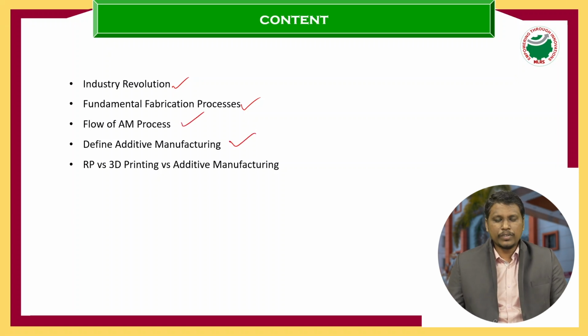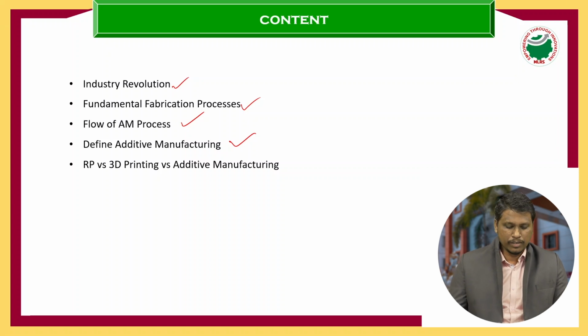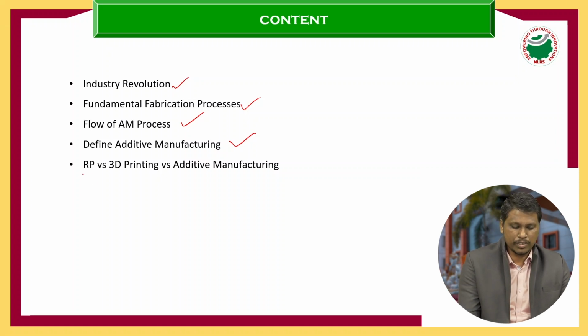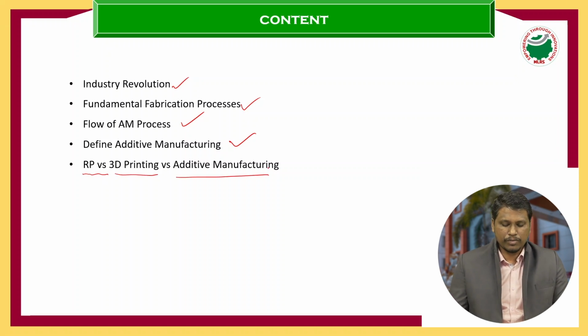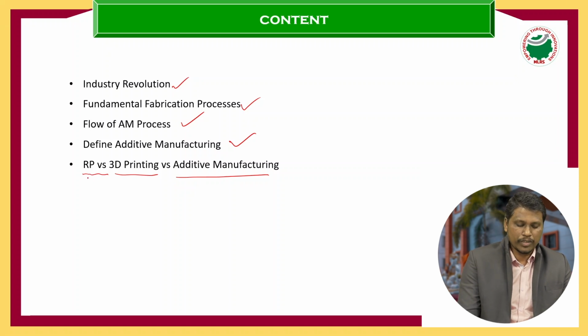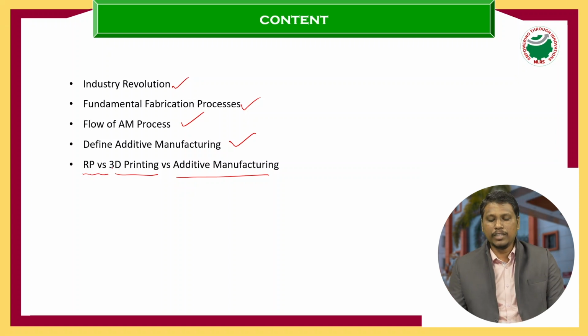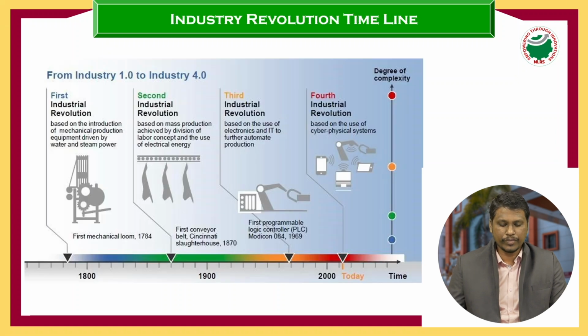We are also going to study another very important topic: RP, that means rapid prototyping, 3D printing and additive manufacturing. In industries, or if you go to any market, everyone is talking about additive manufacturing, 3D printing or rapid prototyping. What are the differences between these three? We will study that in the next topic, the last slide. Then I will show one or two examples, so you can understand the things.